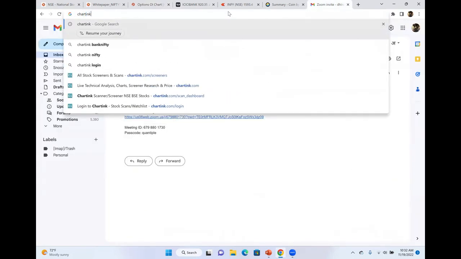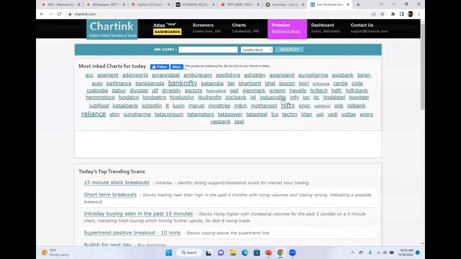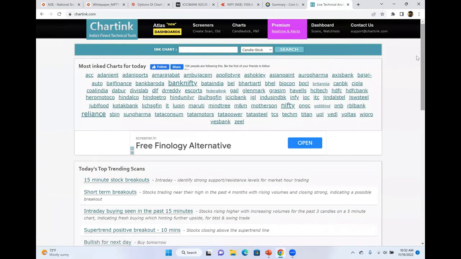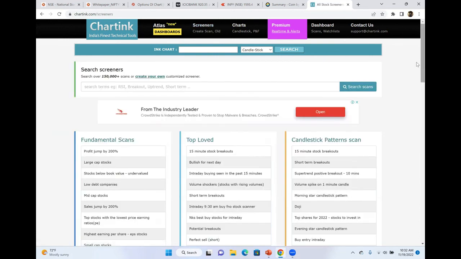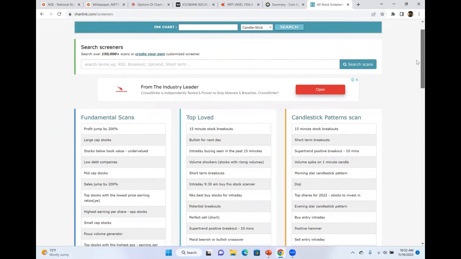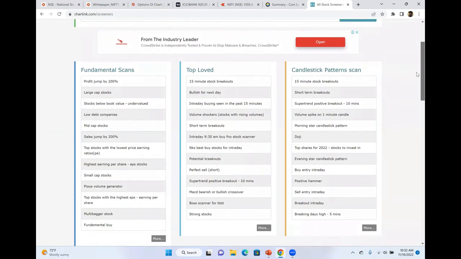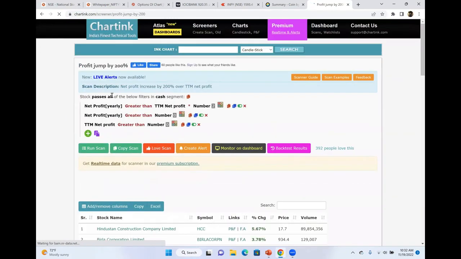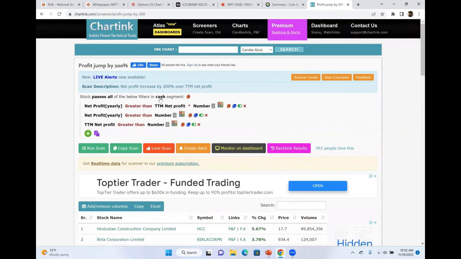is Charting. Now this is a tool which you can straight away start using. So the OI Pulse and the Trading View probably will come later, but this Chartink and a lot of free stuff is there. What it gives you is a lot of screeners. If you want to screen a stock on certain criteria, how do you quickly look at it? So let's say you want to find which are the companies where the profit jump is more than 200% in the cash segment.